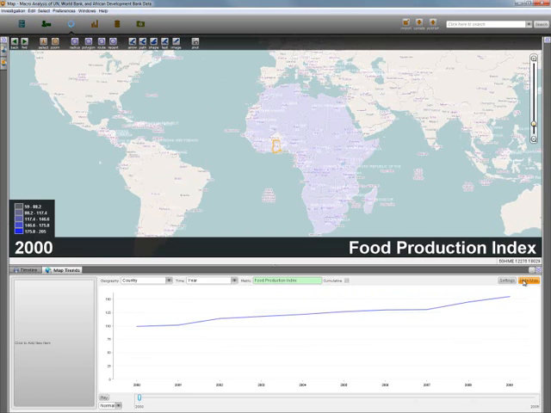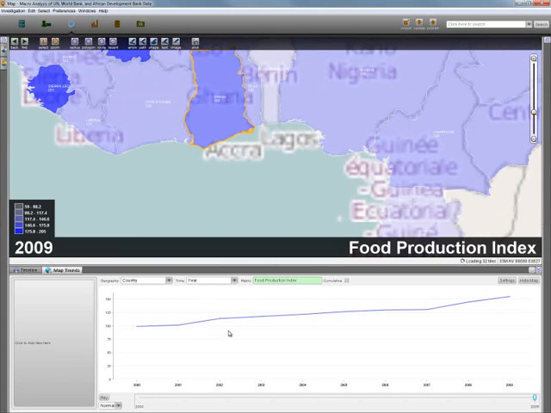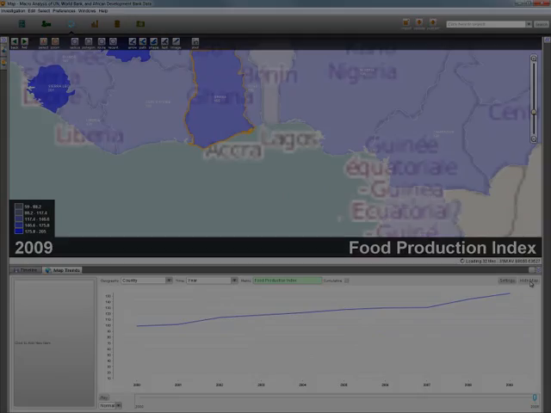Through the modeling and calculation of food indices at the country, regional, and world level, a normalized set of data from 2000 to 2010 was applied by analysts to visualize trends of how food production has increased, mainly in West Africa. In particular, Ghana has experienced a 55% increase in production from 2000 to 2009.